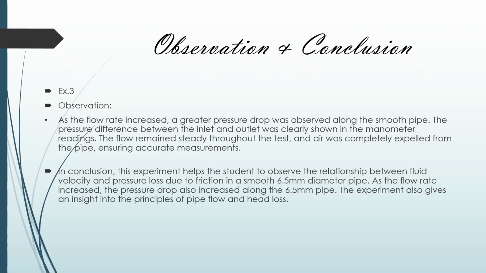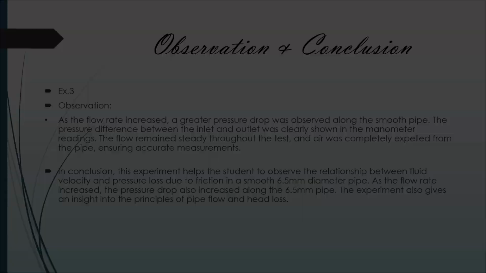In conclusion, this experiment helps the student to observe the relationship between fluid velocity and pressure loss due to friction in a smooth 6.5 mm diameter pipe. As the flow rate increased, the pressure drop also increased along the 6.5 mm pipe. The experiment also gives an insight into the principles of pipe flow and head loss.